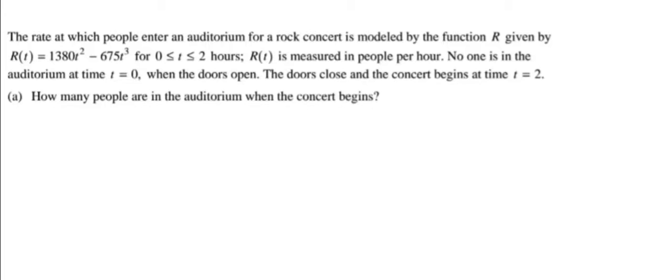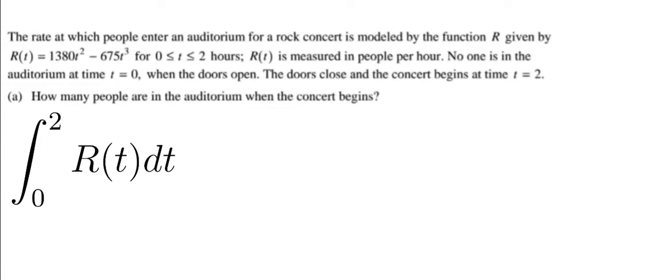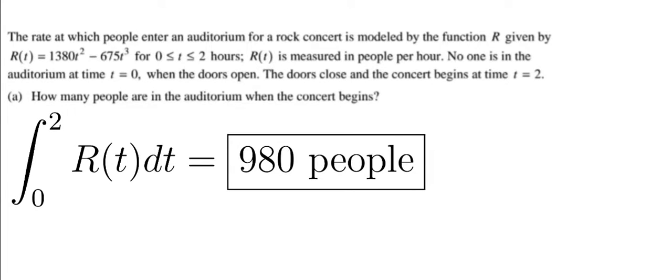We also know that the rate at which people enter is r of t, which is given, so we can evaluate the integral from 0 to 2 of r of t dt, because the function is in terms of time t. We can either solve this by hand or plug into a graphing calculator to get an answer of 980 people in the auditorium when the concert begins.